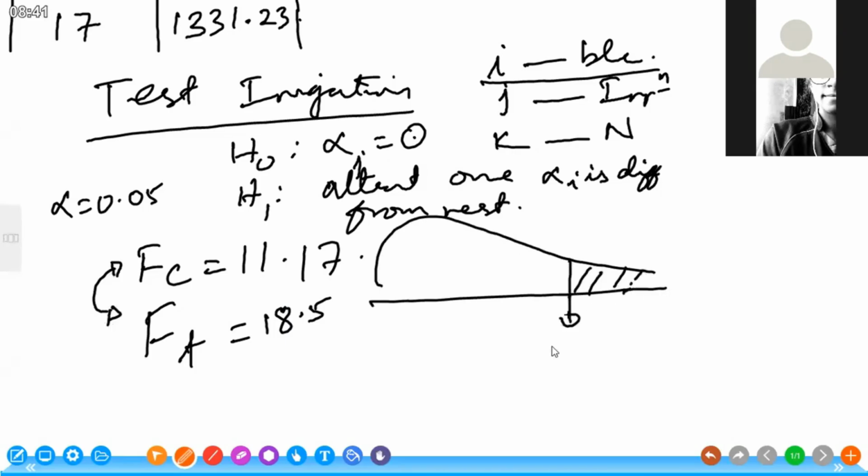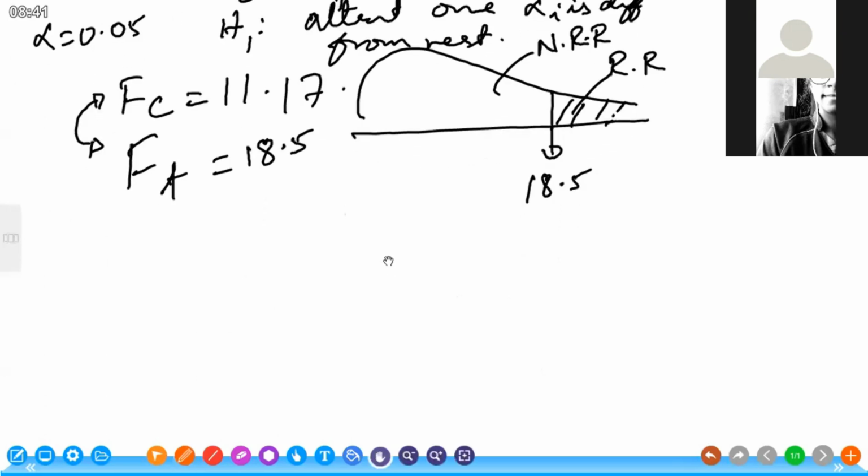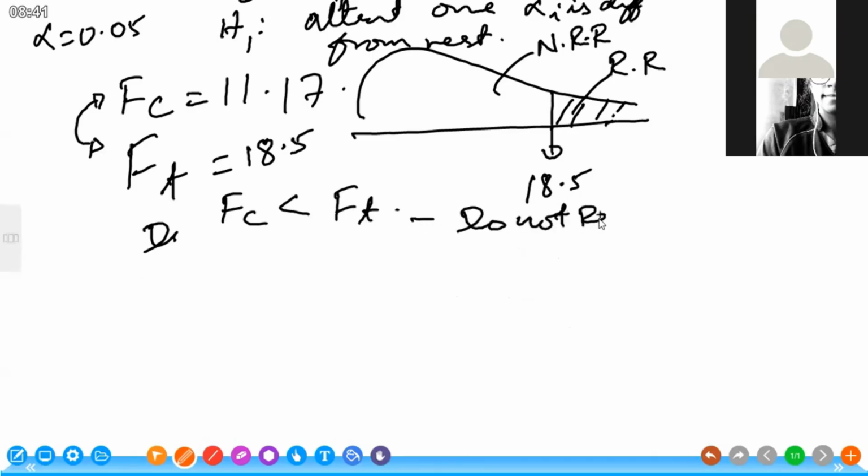This is my critical value. This is my rejecting region. This is the non-rejecting region. Tell me, what is the scenario here? Are we rejecting or accepting? Accept the null hypothesis, because our calculated value is less than the table value. Therefore, we do not reject our null hypothesis. In another term, accept our null hypothesis.